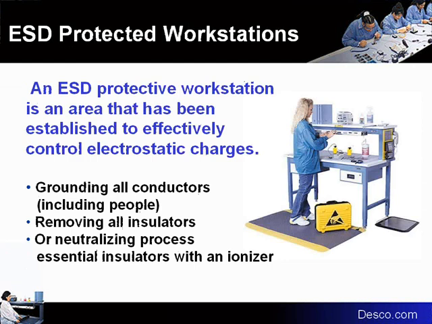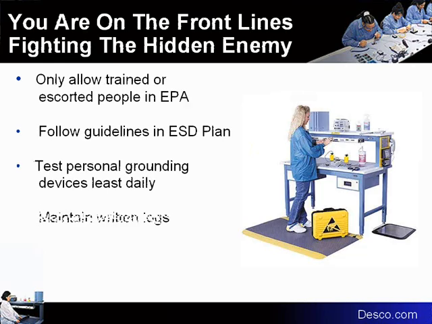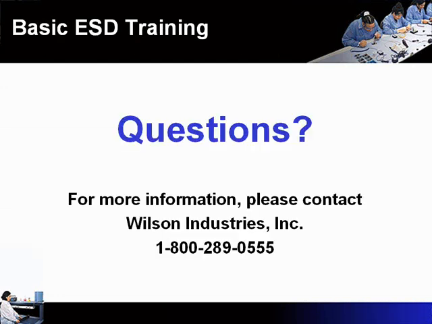The main feature that we have for our ESD protected workstation is going to be grounding all conductors, including people, removing any insulators, or neutralizing the process with an ionizer to give a complete ESD controlled workstation. So it is imperative to have people understand that only trained or escorted operators are allowed in the EPA. All of the guidelines that are set up in the company ESD control plan need to be followed. Testing needs to be done daily, with written logs to verify this testing, and shielding is always used when products are not grounded.